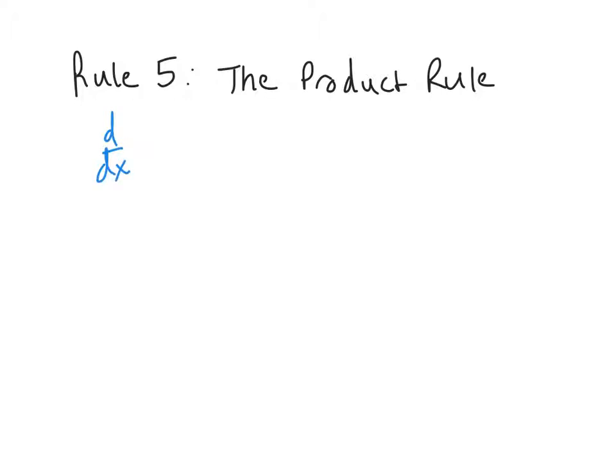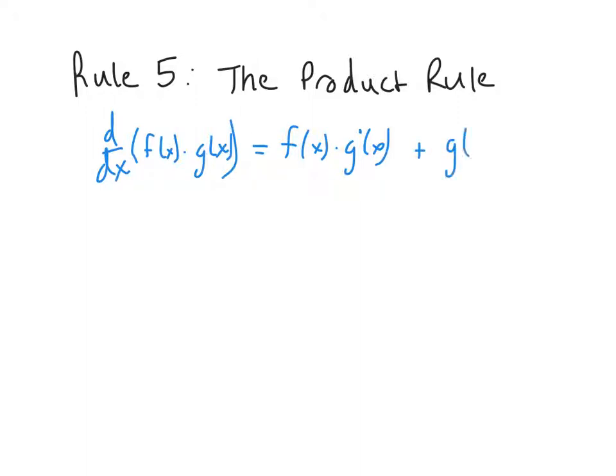Okay, so it's going to be a little bit more to write. Okay, derivative of some function f times some function g becomes the first function times the derivative of the second. So notice that's g prime of x that I just wrote, plus the second function times the derivative of the first function.